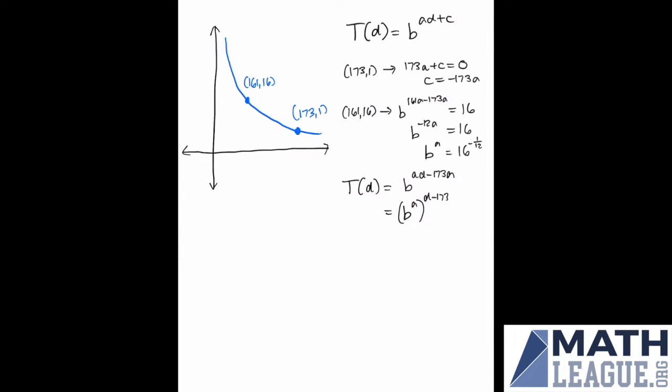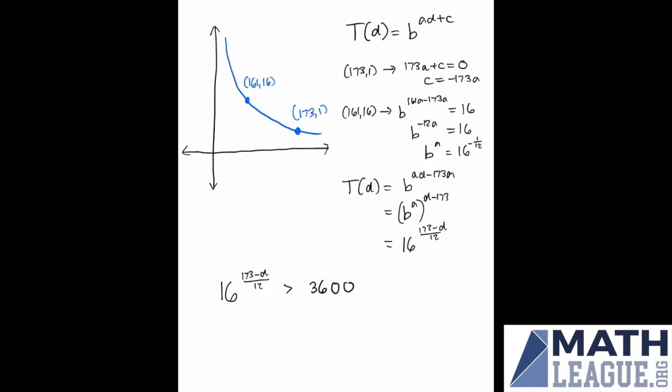And there's that one exponent rule on power to power. So this means I can rewrite this as 16 to the power of the quantity 173 minus d, all over 12. Alright, I think I have something, and at this point I can set up an inequality to finish things up. Now I need to first note that this is 3600 seconds since we're working with an hour. Now it's time to figure out when the output is greater than 3600.